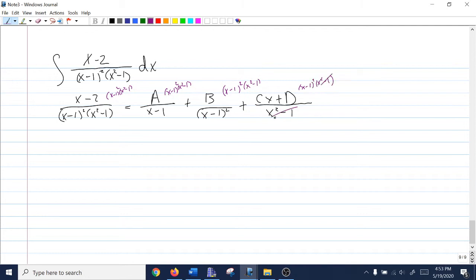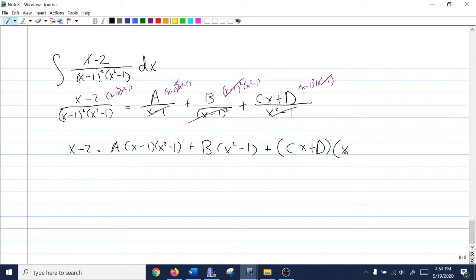That clears with that. Both of these clear with that. One of these clears with this. I'm left with x minus 2 needs to equal a(x minus 1)(x squared minus 1) plus b(x squared minus 1) plus cx plus d. (x minus 1) squared is, oh gross, it's x squared minus 2x plus 1.